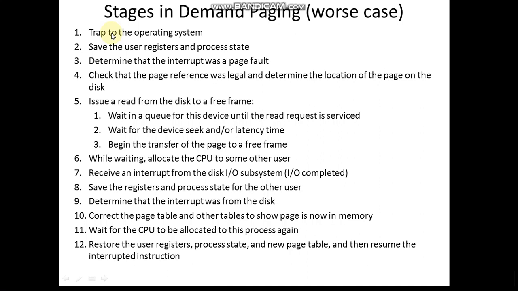The user register has to leave the instruction execution for the time being. For that, it has to store the status of the ongoing instruction. So it has to store the user register and the process state. Determine that the interrupt was a page fault. It has to be indicated that the interrupt is because of a page fault. Check that the page reference was legal and determine the location of the page on the disk.